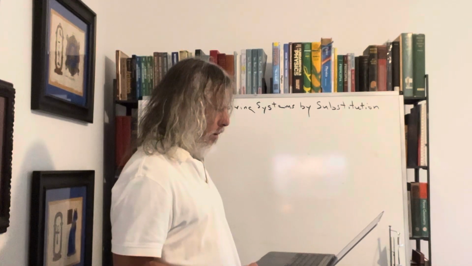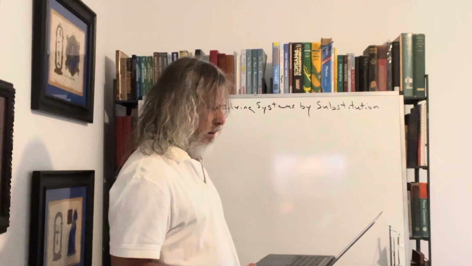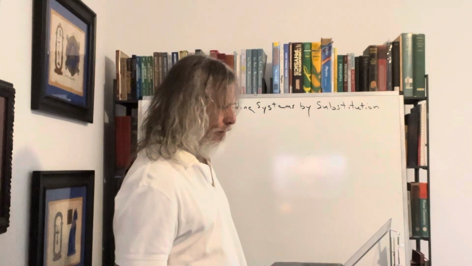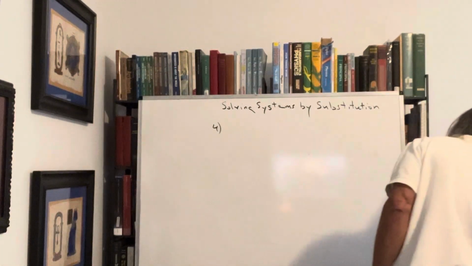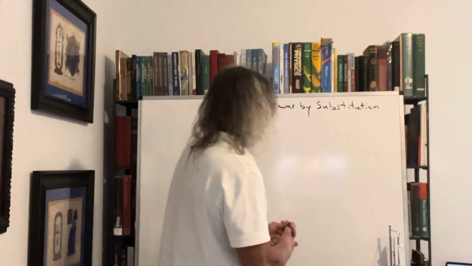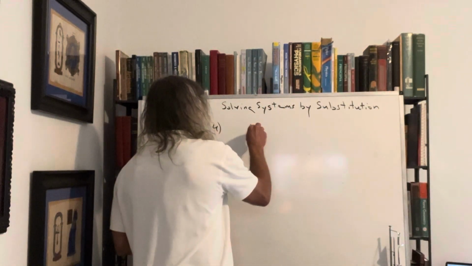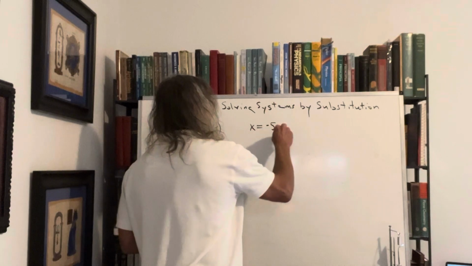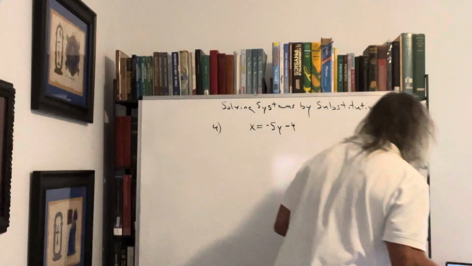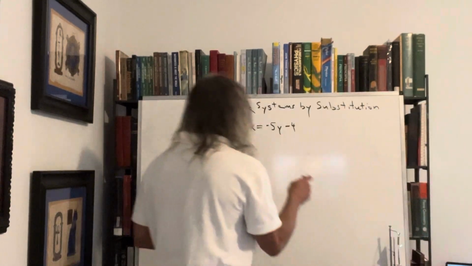How about, I guess I'll do their number 3. X equals negative 5y minus 4. X minus 4y is 23.